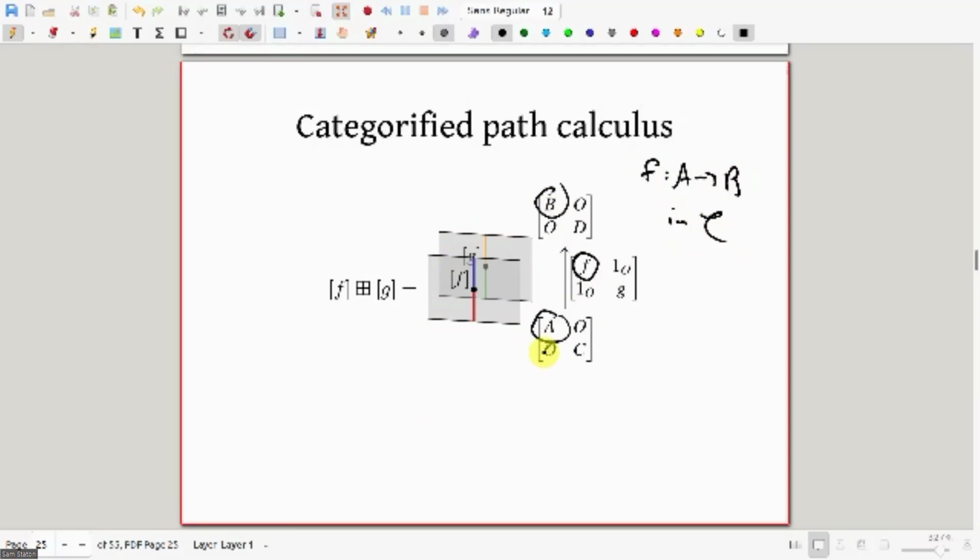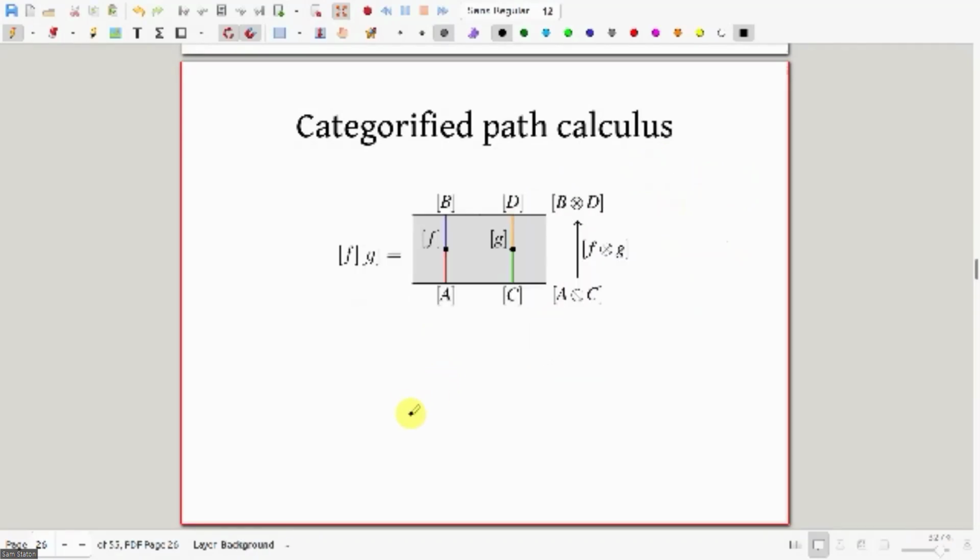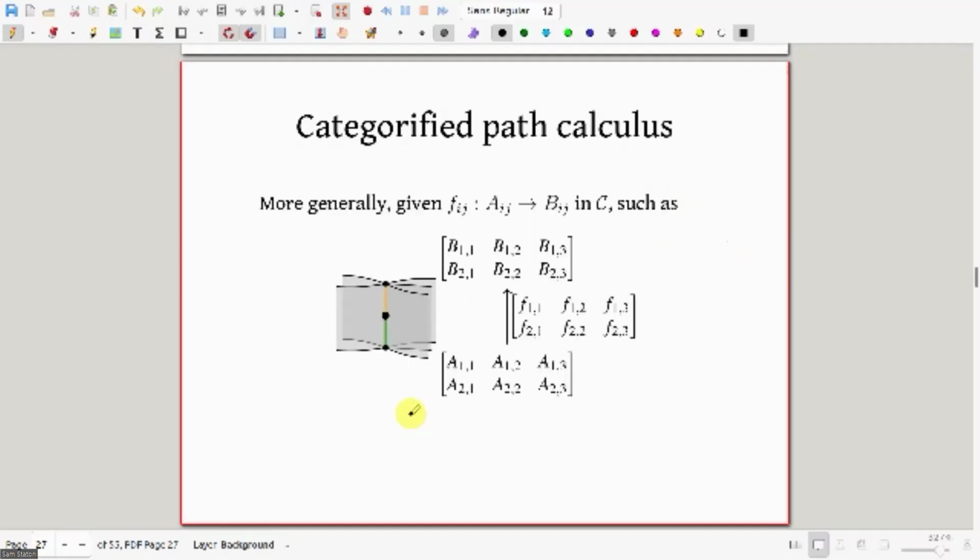I ran out of words. Just give up on that. I'm trying to draw pictures so I don't have to explain this. So that's horizontal composition. What else have I got here? This is a more general morphism here. You can see I'm packaging up a whole lot of morphisms from C in this matrix form. And you can see that this is like a 3x2 matrix. It's worth meditating on this for a little while.